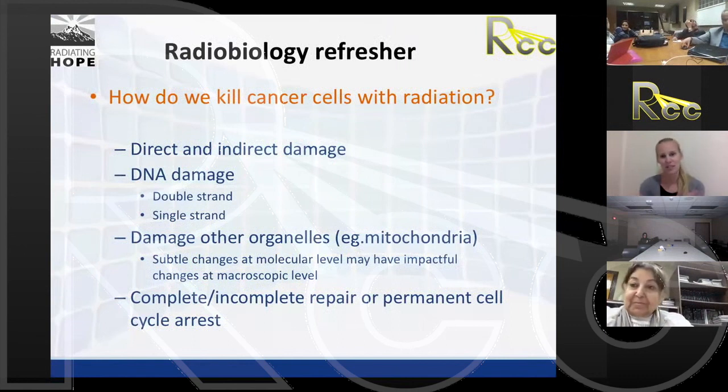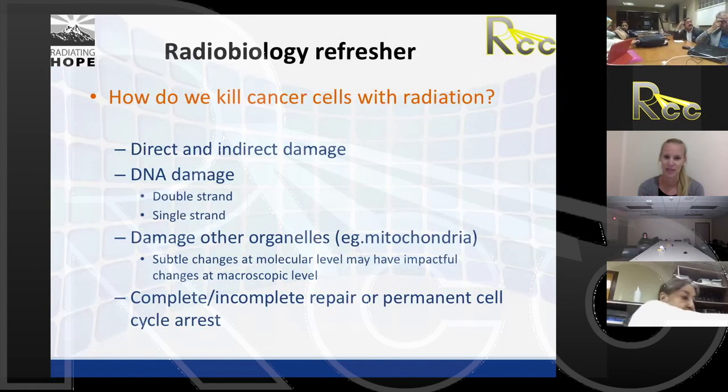Okay, so we'll just start with a quick refresher of radiobiology, and really the basic concept is, how are we killing the cancer cells when we expose them to radiation? So there are different ways that this can happen. There's direct and indirect damage that the radiation causes to the cancer cells.